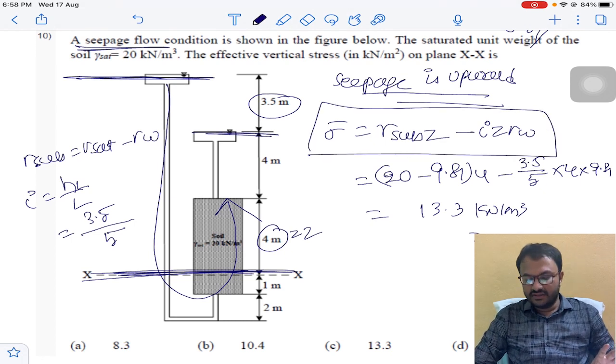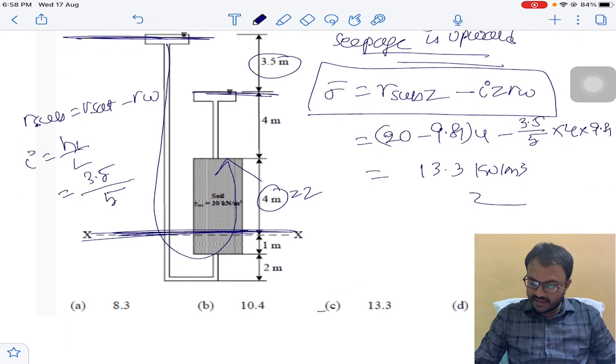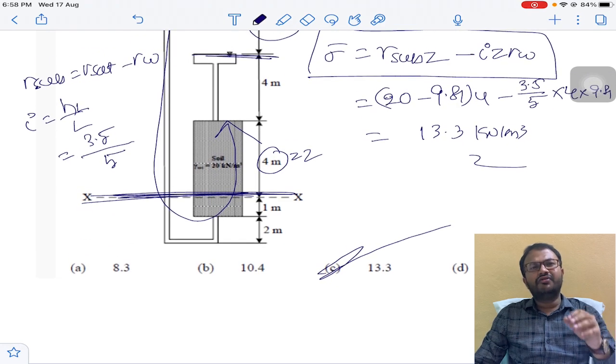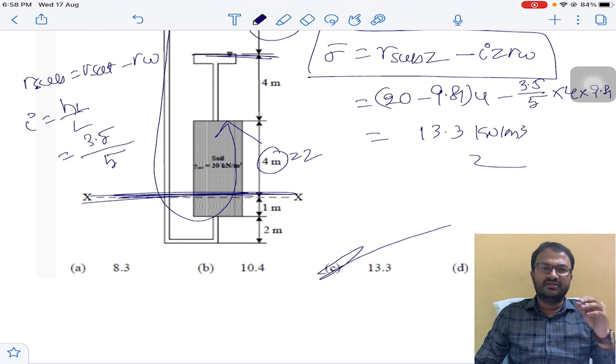Clear? So this is the last problem for this assignment. So the answer for question number 10 is answer C. Clear? If you have any doubts, just post your comment in the comment section. Without practicing the detailed solutions, you cannot attempt the NPTEL exam. Okay, so you need to practice.